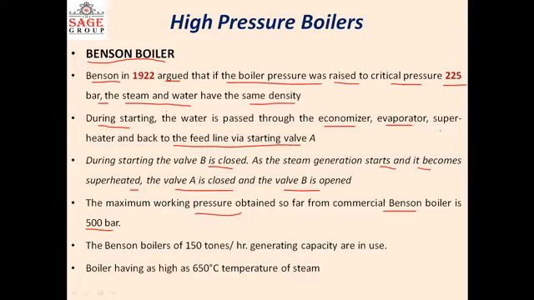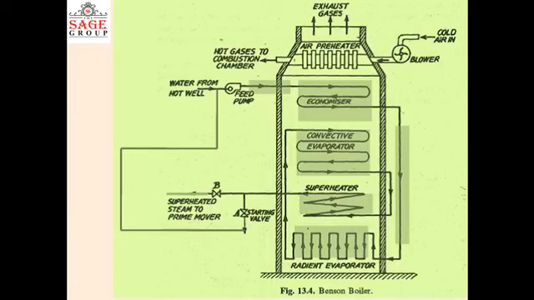This Benson boiler has a capacity of up to 150 tons per hour of steam generation, and the maximum temperature of the steam can be as high as 650 degrees centigrade. Now here you can see the Benson boiler. In case of the Benson boiler, you can see the different parts from the top side, the exhaust gases, and this is the air heater section. This is similar to the Lamont boiler.